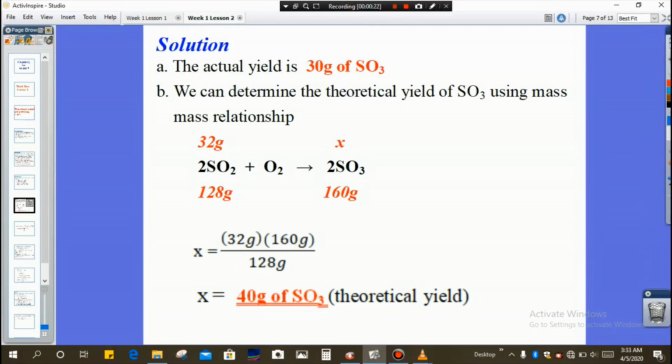So the value of x is 40 grams of sulfur trioxide for this reaction. This value is known as the theoretical yield because this 40 grams of sulfur trioxide is obtained by using stoichiometric calculations.